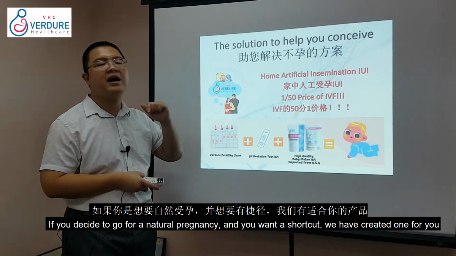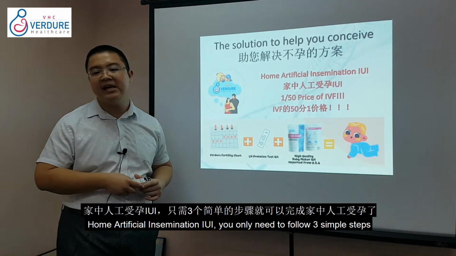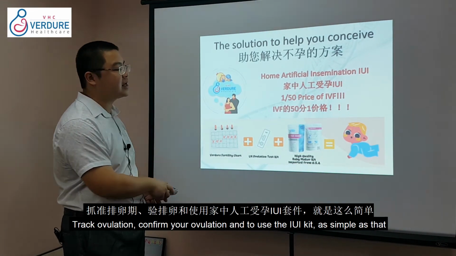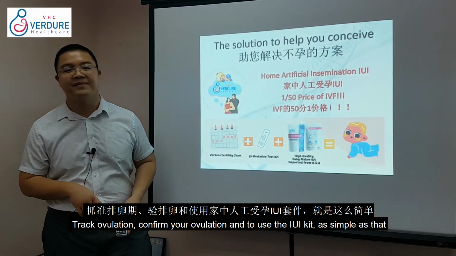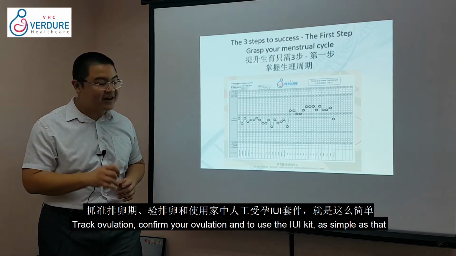The home artificial insemination, IUI, whereby all you need is just 3 simple steps. Track your menstrual cycle, confirm ovulation, do the insemination. That is as simple as it is. Okay, let me explain in a bit more detail.